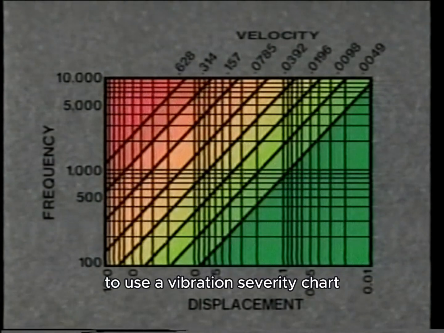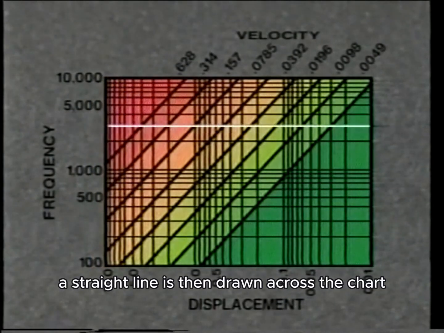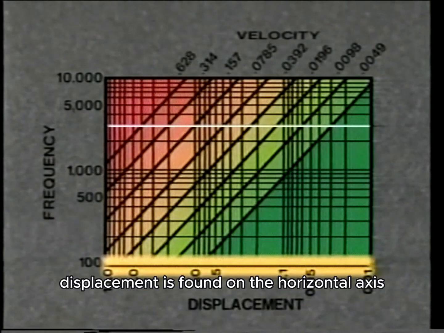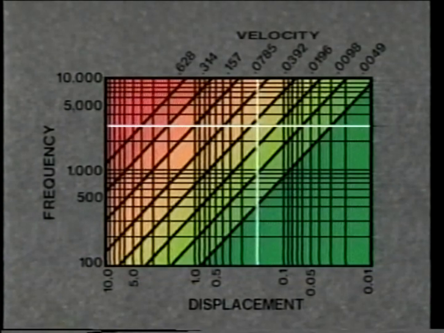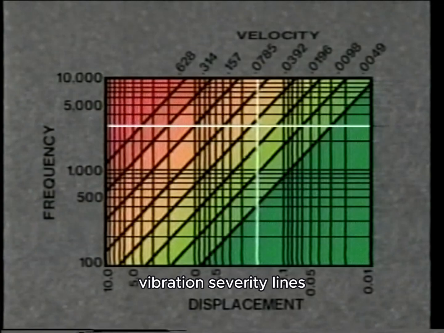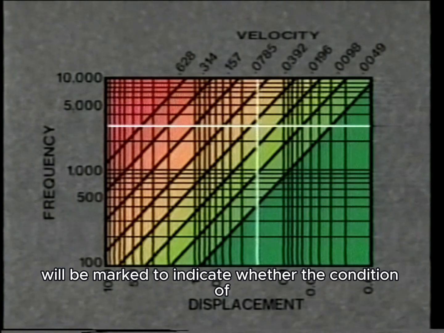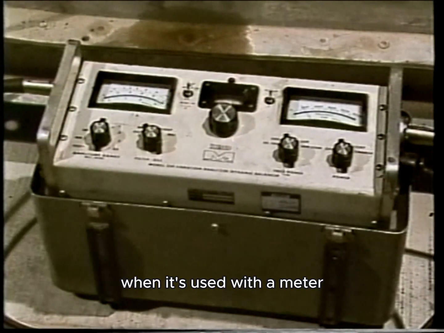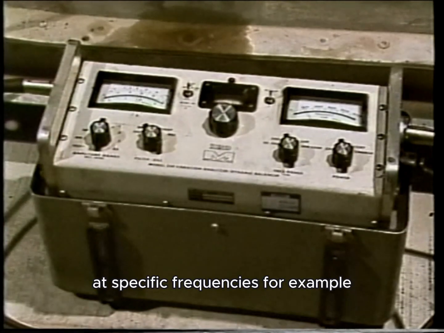To use a vibration severity chart, the frequency is located on the vertical axis on the sides of the chart. A straight line is then drawn across the chart from that point. Next, the measured displacement is found on the horizontal axis at the bottom of the chart. Then a straight line is drawn up from that point. The point at which those two lines intersect will lie somewhere between two of the diagonal vibration severity lines. The area between those vibration severity lines will be marked to indicate whether the condition of the machine is good or bad. A vibration severity chart is helpful when it's used with a meter or analyzer that can be set to measure vibration amplitudes at specific frequencies.